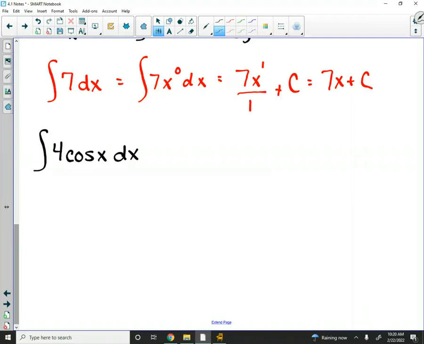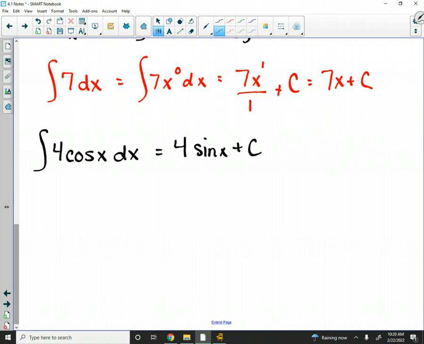So the 4, even though there's trig in there, the 4 is still a constant. Tags along. Okay, then we got to think, what did we derive to get cosine? Sine. And it's still plus c.